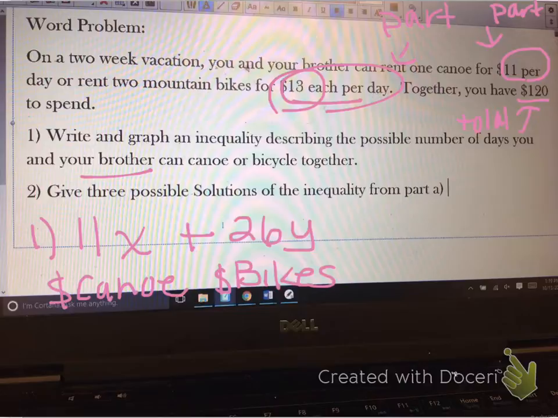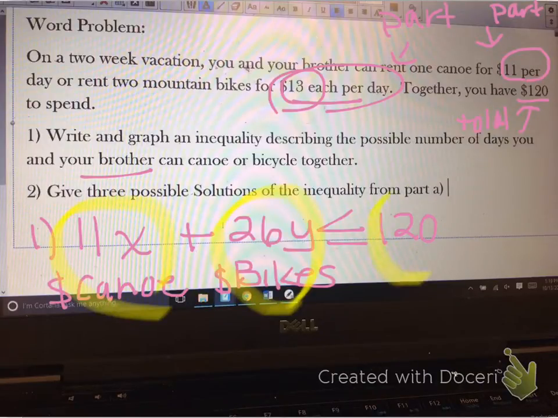You have a total of $120 to spend. Could you spend $120 completely? Yes. Could you spend more than that? No. But you could spend less than that. Again, summing this up, I want to talk about my parts and my total. And then I need to decide, should it be a less than or equal to or a greater than or equal to? It says now we need to graph this, okay?